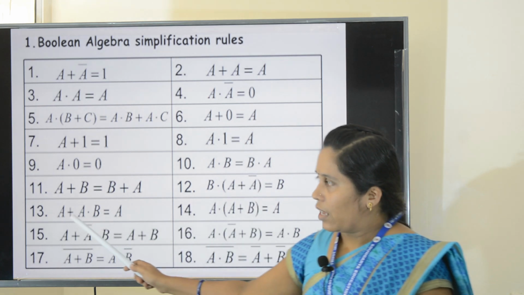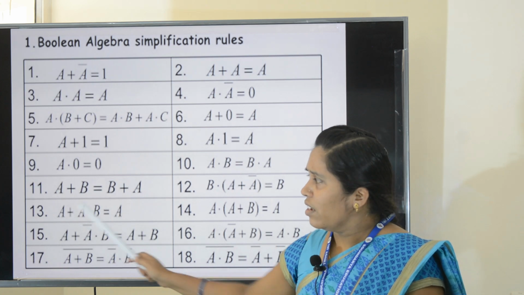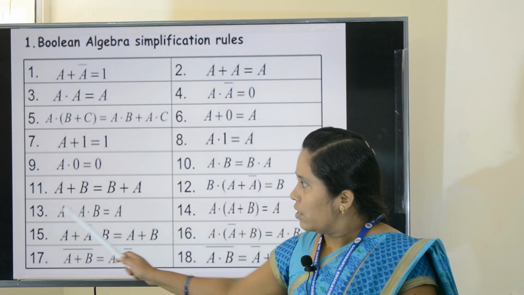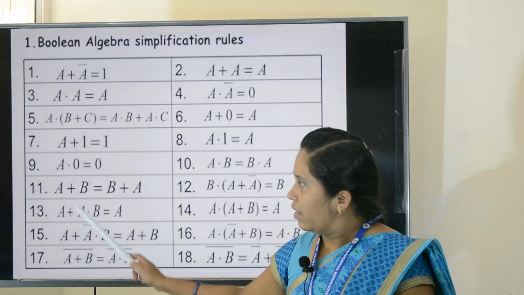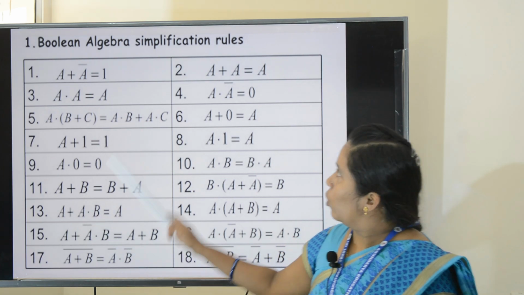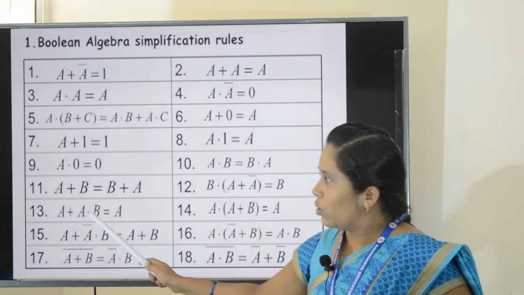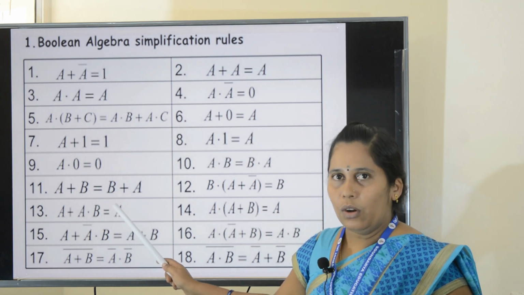The next one is A plus AB is equal to A. In this expression, see the first term and the second term. In these two terms, A is common, take it outside. The remaining from this expression is 1 plus B. According to the rule, 1 plus B is equal to 1. Substitute 1 here. So A into 1 is always equal to A only.